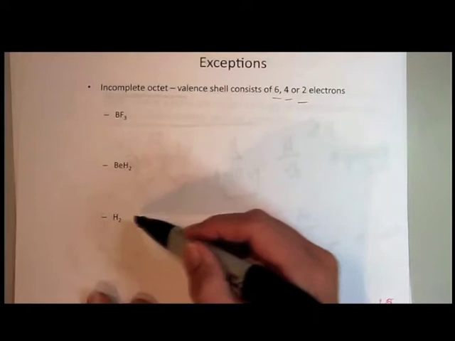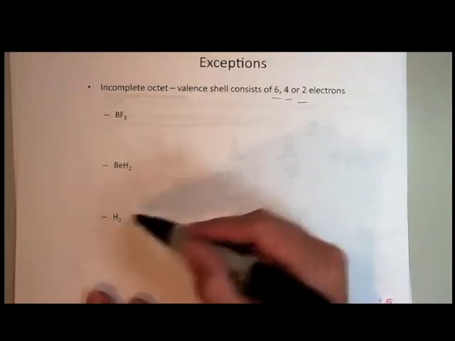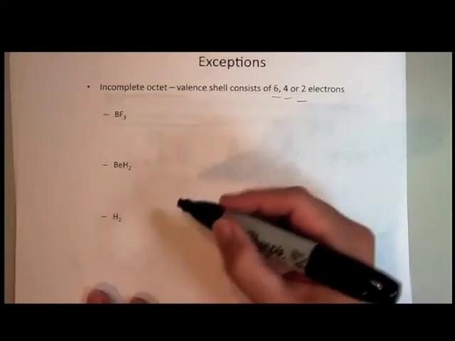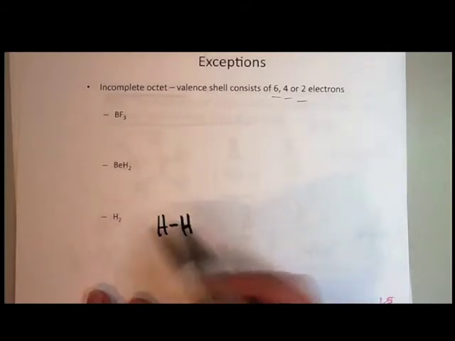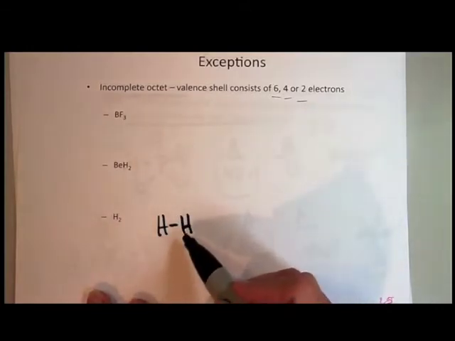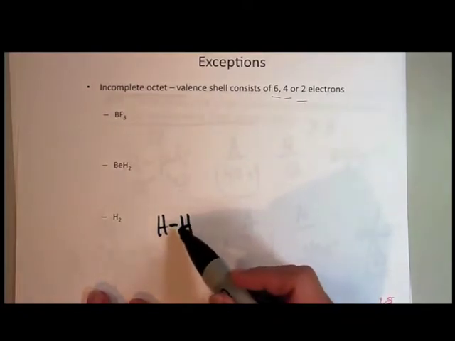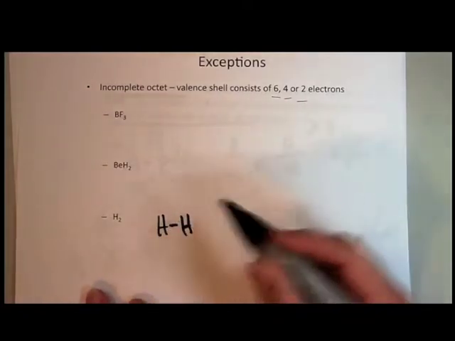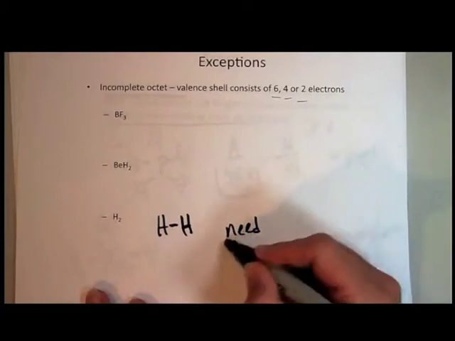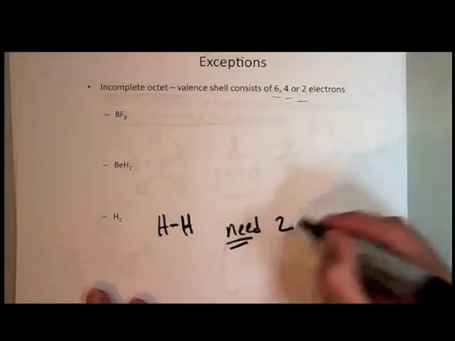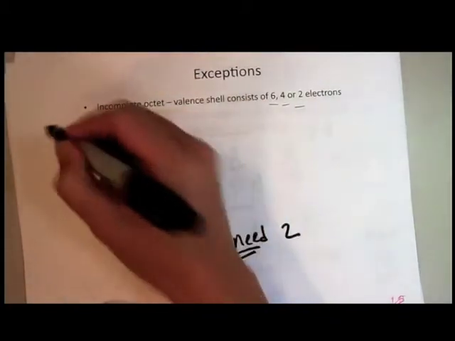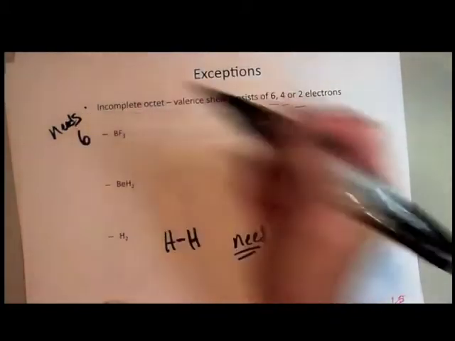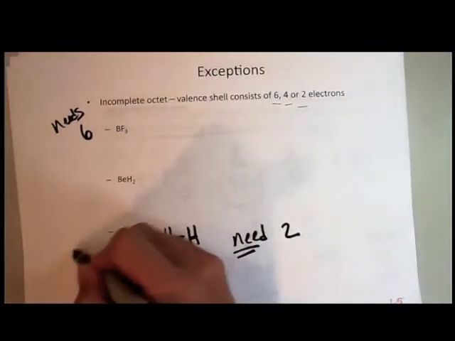Because it's in period 1, it can only hold up to 2 electrons, and it only needs 2 electrons to be satisfied. That's why it's always terminal, and we build stable molecules with just 1 bond on the hydrogens. It only needs 2, okay? So when you're looking for needed, it only needs 2. And then you have to remember boron. Boron only needs 6, okay? Down here, hydrogen needs 2.